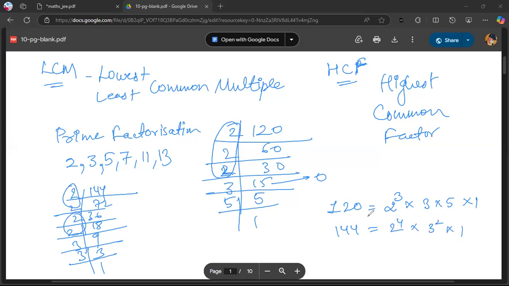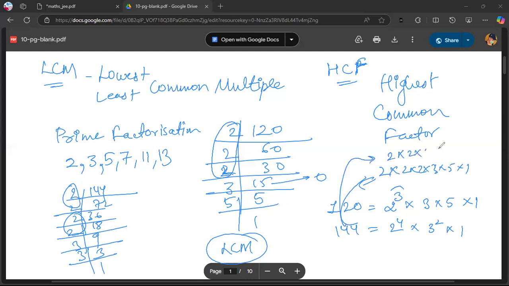So now for finding LCM, that is the lowest common multiple, we are going to pair the factors. So 2 raised to power 3, let's write it in an expanded form, like 2 into 2 into 2 into 3 into 5 into 1. And this has 2 into 2 into 2 into 2 into 3 into 3 into 1. Understood how we have written so?